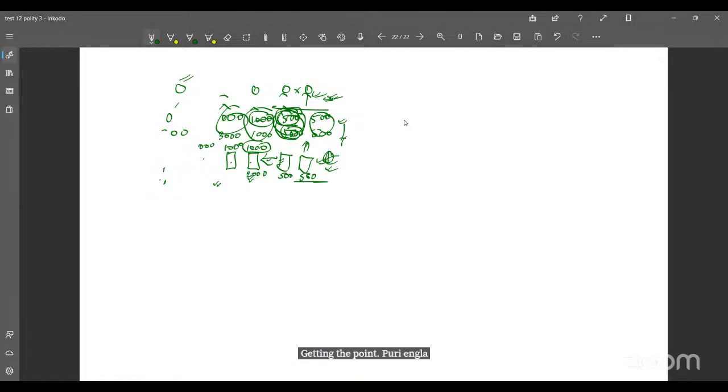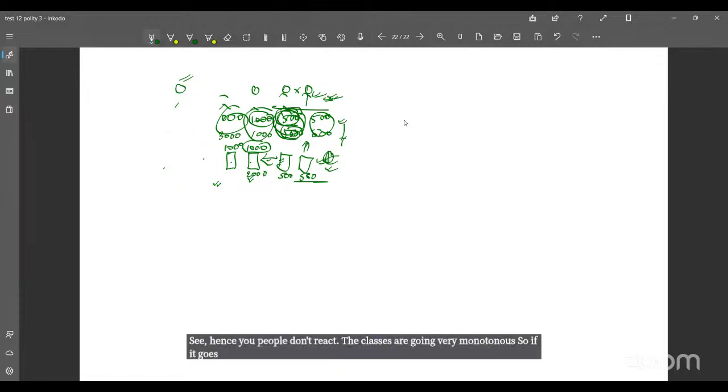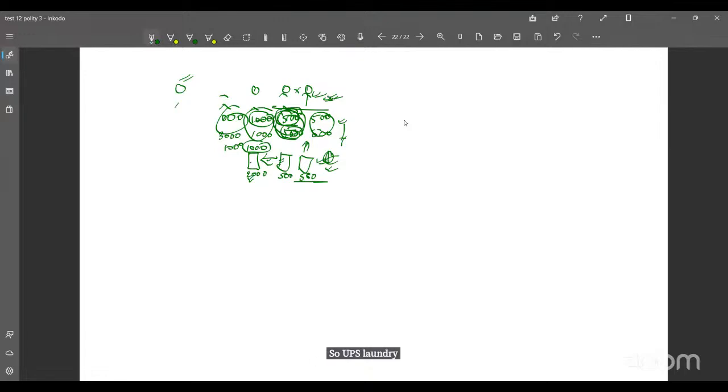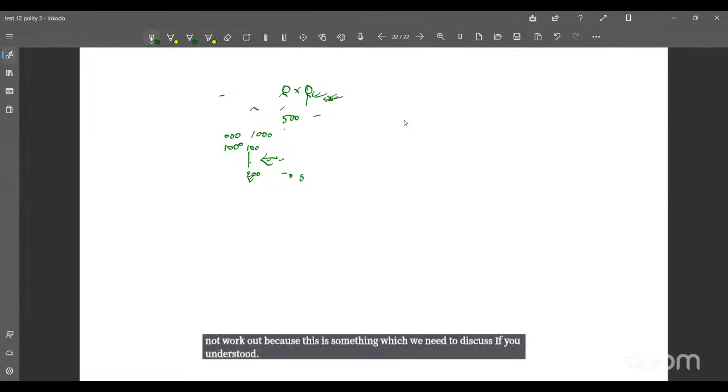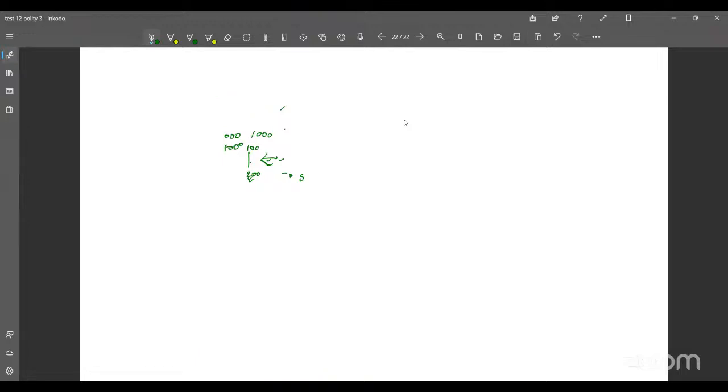See, hence you people don't react. The classes are going very monotonous. So if it goes monotonous, you should not complain of the class not being interactive. புரியுதுங்களா? So UPSC ல வந்துட்டு you can't have monotonous lectures. Monotonous lectures will not work out because this is something which we need to discuss. So அப்படி இருக்கும்போது if you understood, you say yes. If you don't understand, say no. ஒன்னு இப்படி தலையாட்டுங்க, இப்படி தலையாட்டுங்க. ஒண்ணுமே பண்ணலன்னா எப்படி தெரியும் என்ன பண்றீங்கன்னு சொல்லிட்டு.